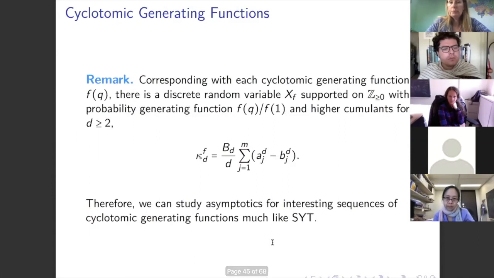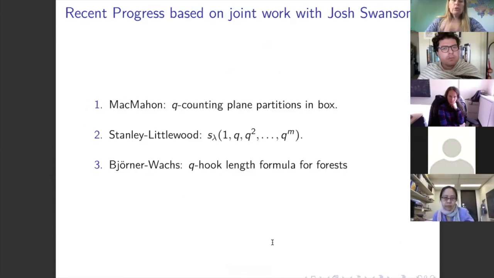All right, so the point here is that because of the Chen–Wang–Wang and Wang–Zakharovich theorem, we'll be able to get the cumulants for all of those families of cyclotomic generating functions. Okay, so in recent progress, I put it down here.